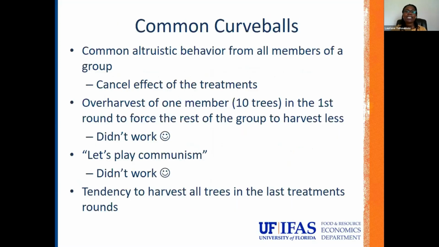I'm going to skip that. Some curveballs that we encountered during the experiment: some students come in with altruistic behavior, and they tend to play the control as if they were already playing the treatment game. Some also over-harvest in the first round to some extent to force the other players to reduce their harvest decisions, but that doesn't always work. It did not even work.